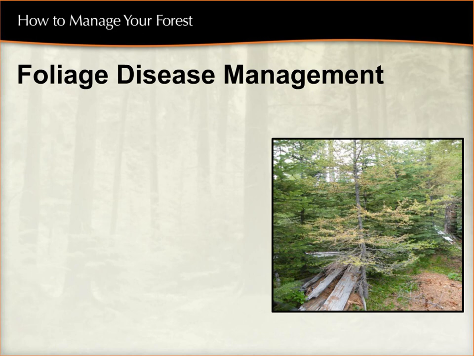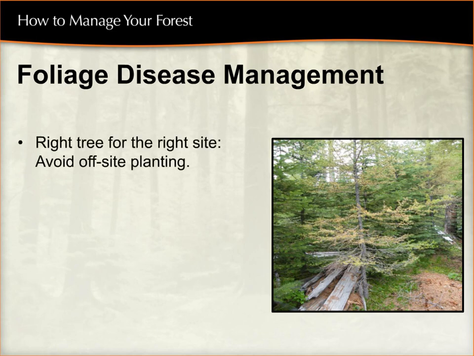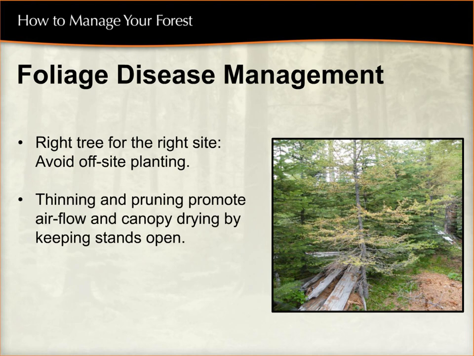In order to minimize problems from foliage diseases, always select the right tree for the right spot, or in other words, make sure that the trees you favor for retention or seedlings you plant are well adapted for the conditions of that particular site. Planting seedlings not suitable for a particular site is a too common problem that can lead to disappointing results. Thinning and pruning to keep stands open and not overly dense helps promote airflow that keeps conditions drier and less conducive to foliage diseases.